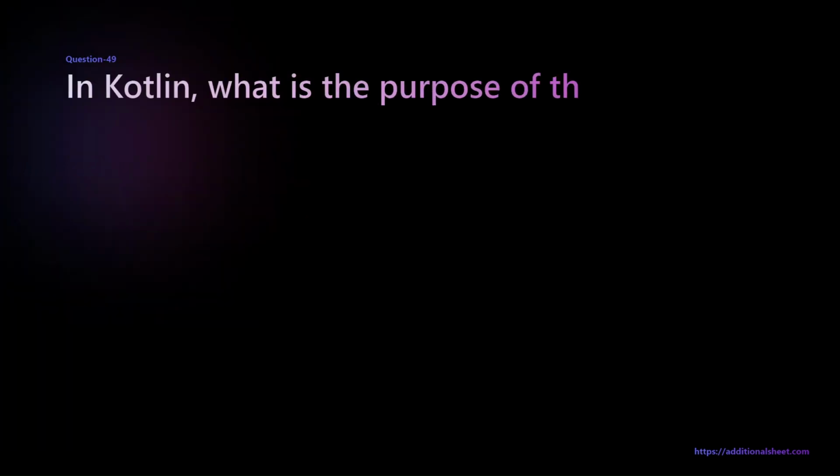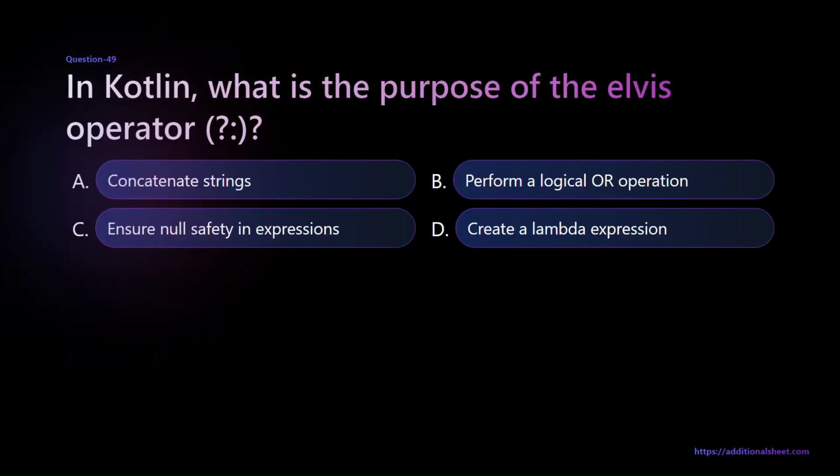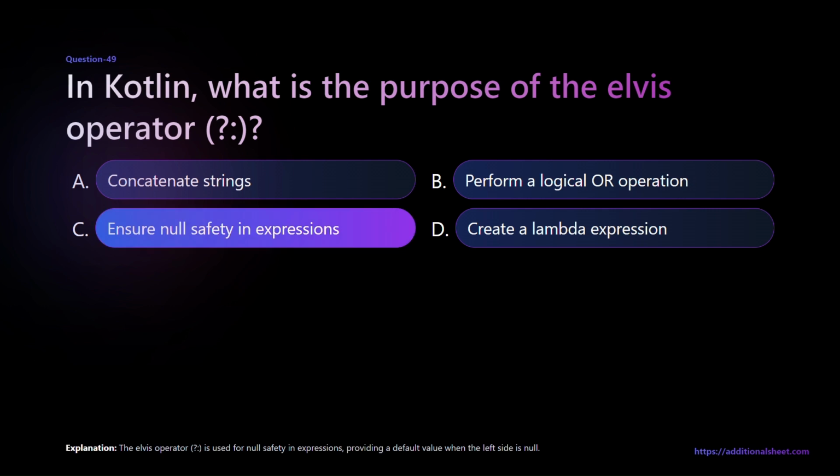In Kotlin, what is the purpose of the Elvis operator? Option A, concatenate strings. Option B, perform a logical OR operation. Option C, ensure null safety in expressions. Option D, create a lambda expression. The correct answer is option C, ensure null safety in expressions.